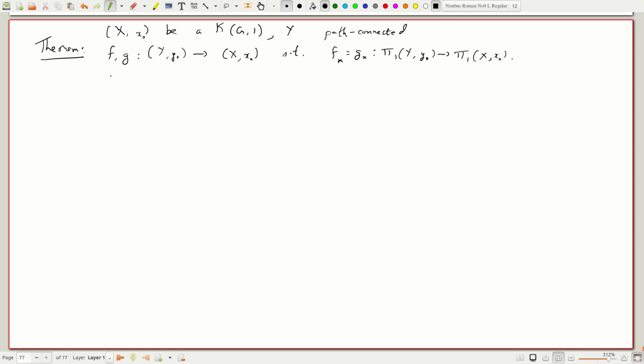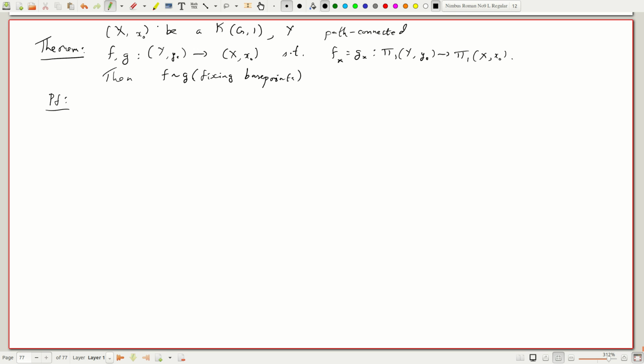Well, then f is homotopic to g. The converse is also clearly true. That is, homotopic maps induce the same map on fundamental group. Homotopy fixing base points. So in fact, this is fixing base points. And we'll see a consequence of this for homotopy equivalences between two spaces, both of which are KG1s.